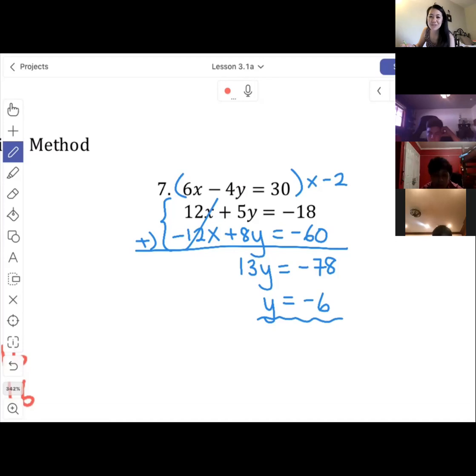Which one do you want to use? Do you put it into the original one or the one you multiplied by negative 2? I would do the original one just because the numbers are smaller. Okay, then the first one. All right, go for it. Tell me what to write. 6x minus 4 times negative 6 equals 30. Good. Okay. Keep going. 6x plus 24 equals 30.